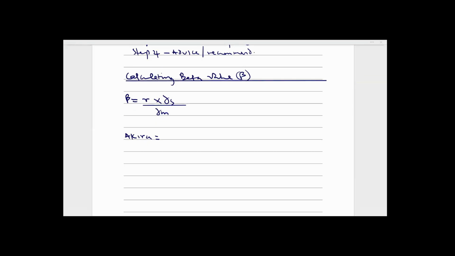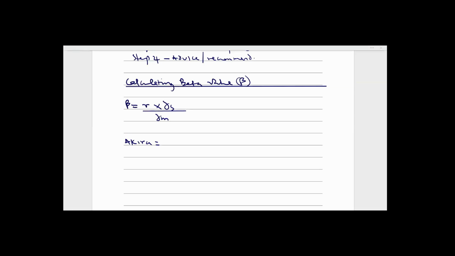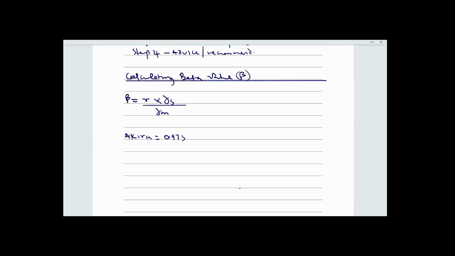So for Aquila, the correlation coefficient is 0.975. Let me start from there. So Glory, what's the standard deviation of Aquila?